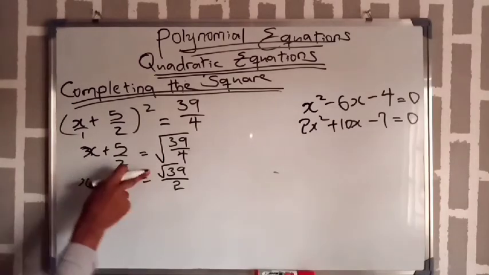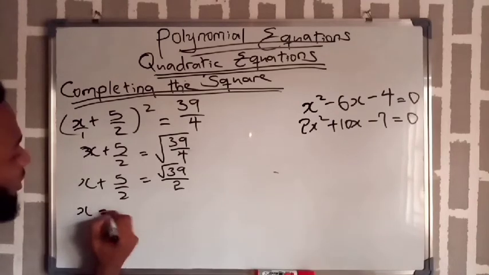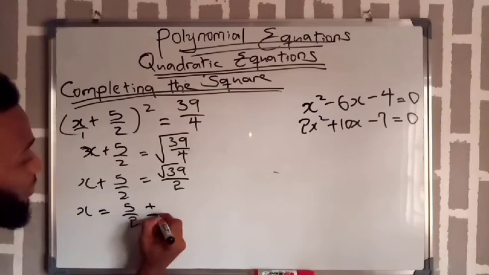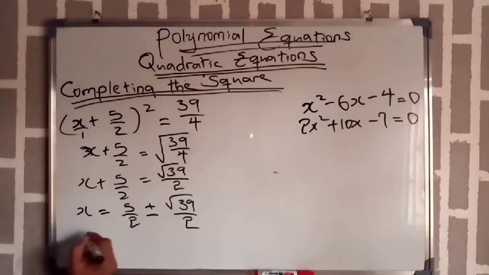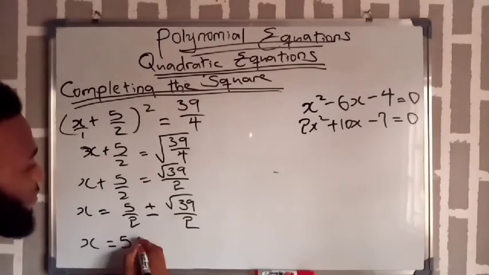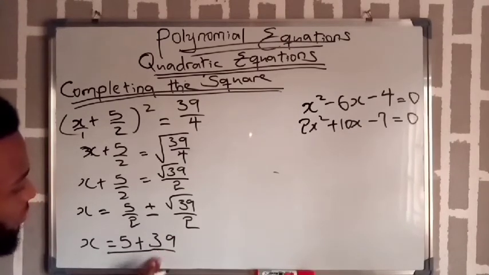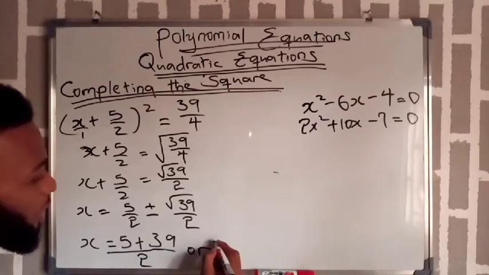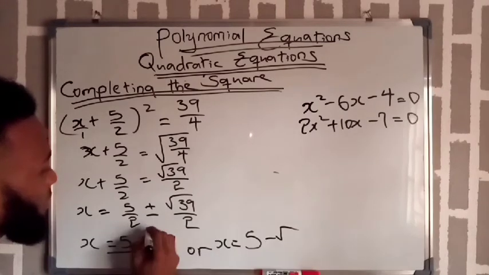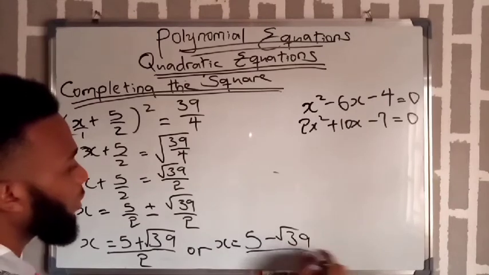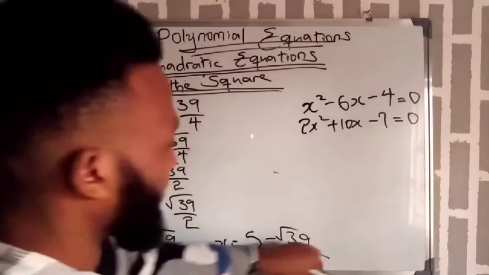So now, I told you we don't know the sign that comes with the root. We don't know the sign. So that's why we now say x will be equal to minus 5 over 2 plus or minus root 39 over 2. Then now x is equal to 5 plus root 39 over 2, or x is equal to 5 minus root 39 all over 2. It's very, very simple as that. That's all for the completing the square method.